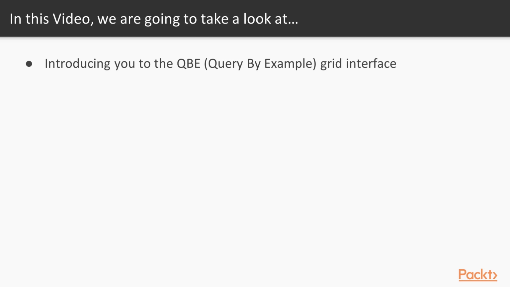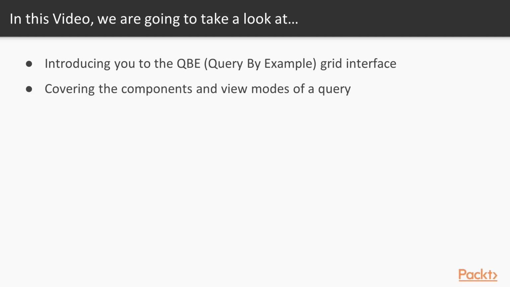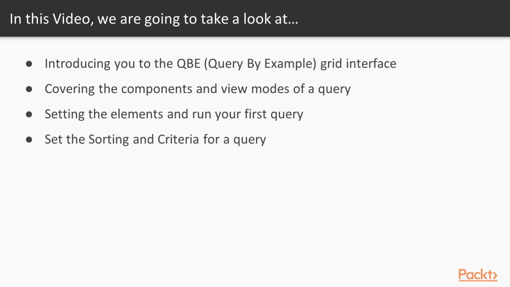Introduce you to the QBE, Query by Example Grid interface. Cover some of the components and all the different view modes for a query. Learn how to set the elements and run queries. Learn about and set sorting and criteria for a query. And cover some tips on checking your results to ensure your data is accurate.